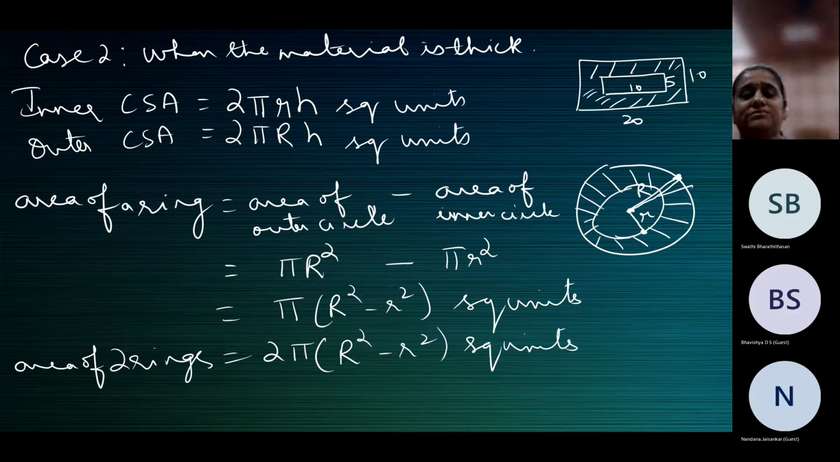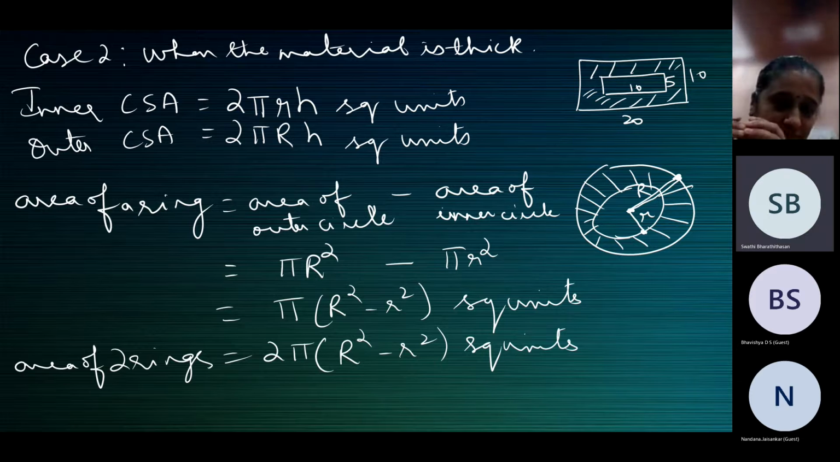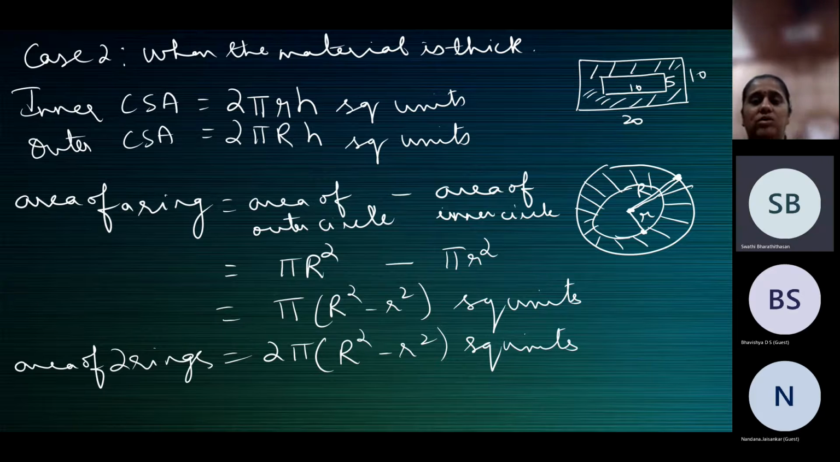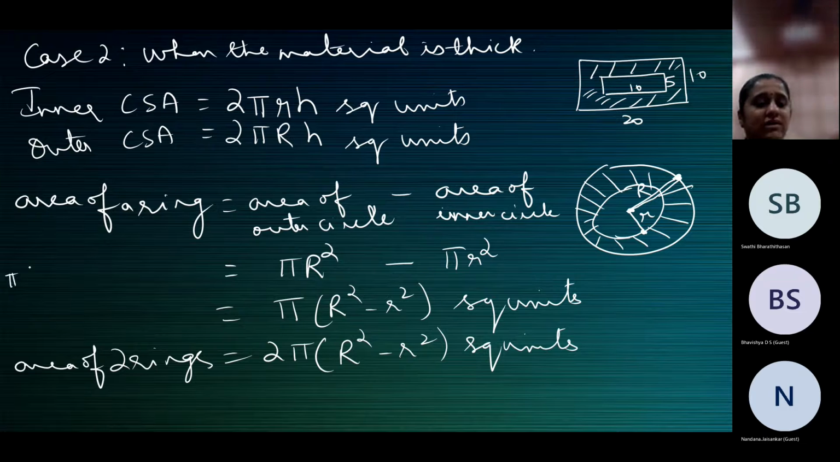Is that clear, children? Ma'am, I can understand pi into R square minus r square, but I can't understand 2 pi into R square minus r square. No. So the area of one ring is pi into R square minus r square, right? Yes, ma'am. Now there is one ring on the top and a similar ring below, right? Yes, ma'am. So it is pi R square minus r square plus pi R square minus r square, right? This you understand?